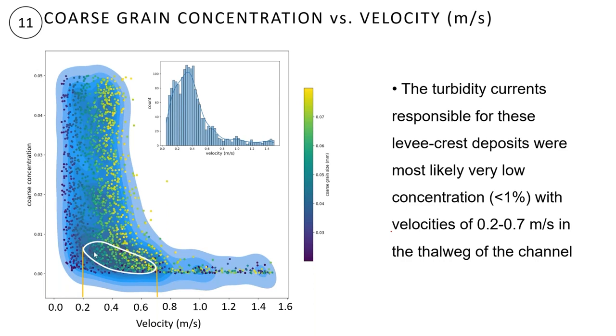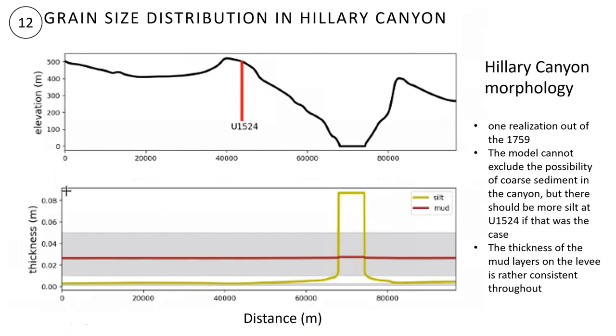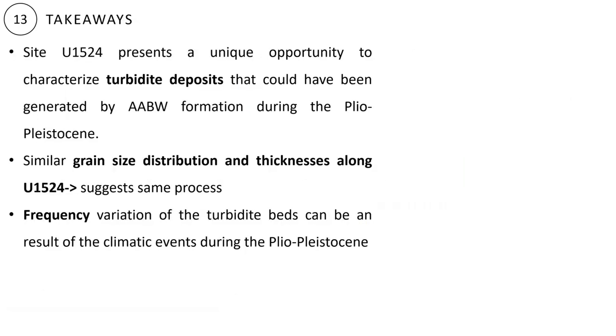So it is most likely that our plume had a very, very low concentration of sediment, around 1%, with velocities that went between 0.2 to 0.7 meters in the south of the channel. So this is just one of the realizations that we got out of those 1,500 realizations. And the model really shows that to have the concentration that we have in the levee, we may not have as coarse grain in the channel either, but it cannot be ruled out anyway.